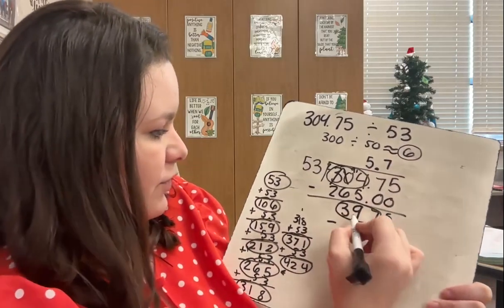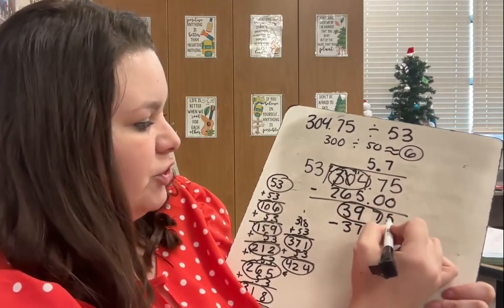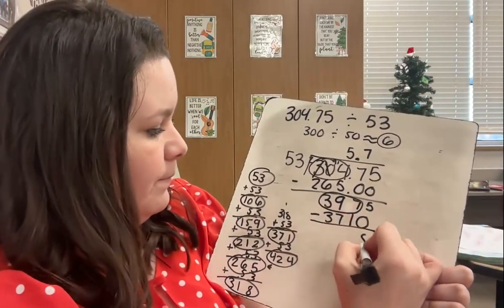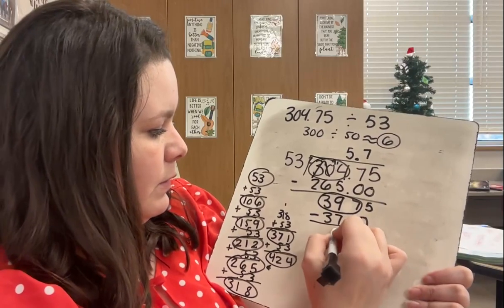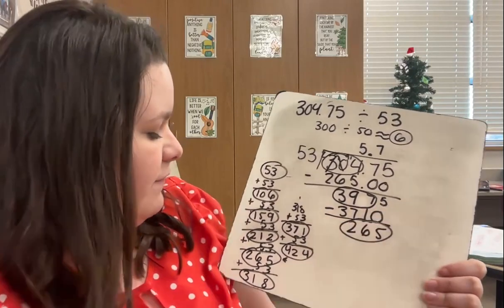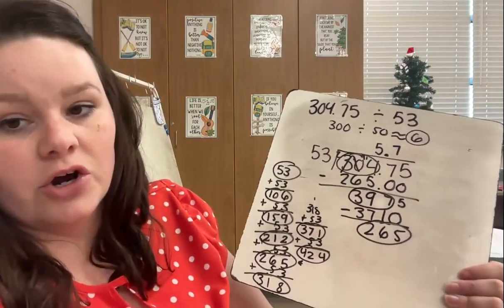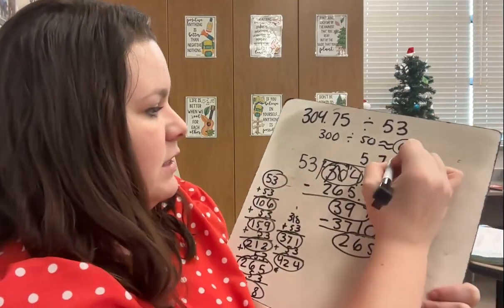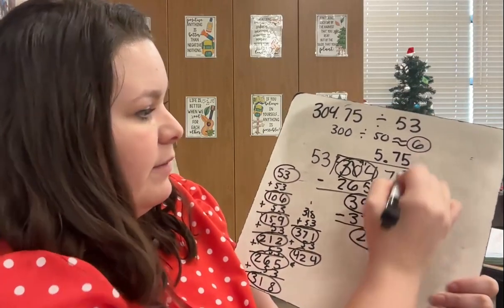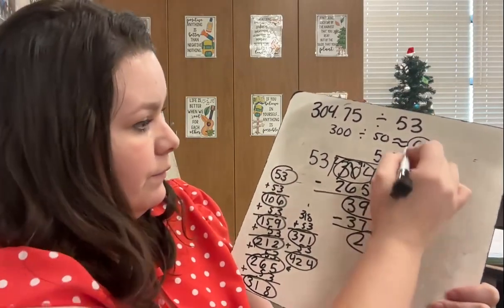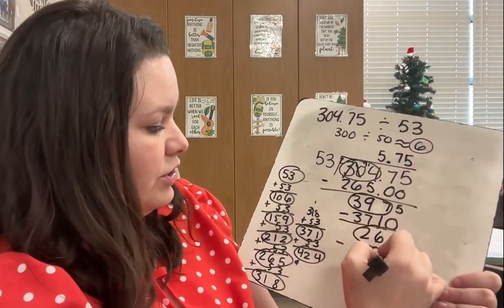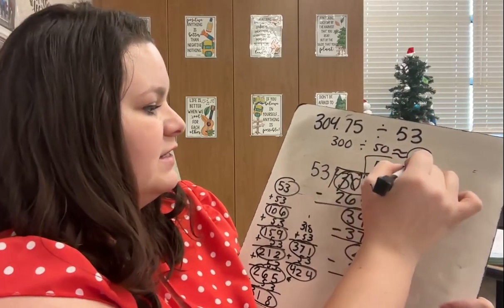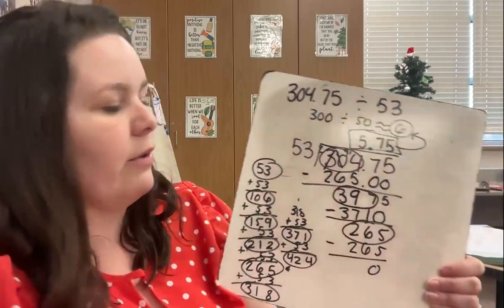We're going to subtract 371 and make sure we put a 0 here to fill in that empty space. And now we're going to subtract. And we're left with 265. We already have that listed on our multiples chart, so we can count 1, 2, 3, 4, 5 times. So my 5 goes here directly above the last digit that's in the circle. We're going to subtract 265 and we're left with 0. So our answer is 5 75/100, and that is close to our original estimate.